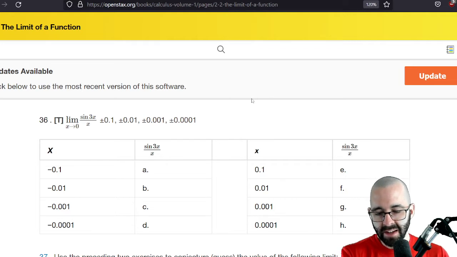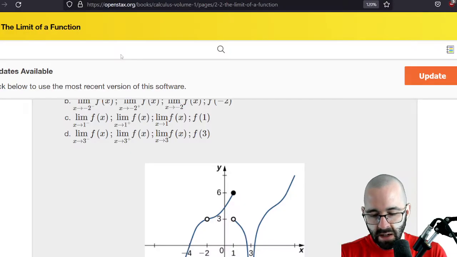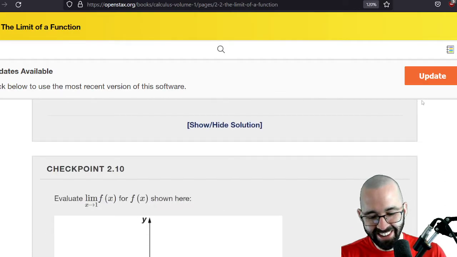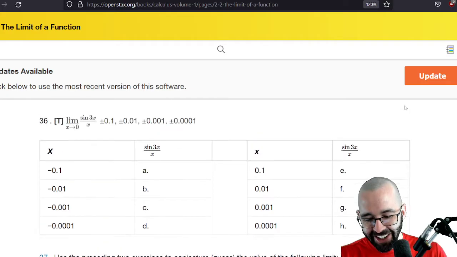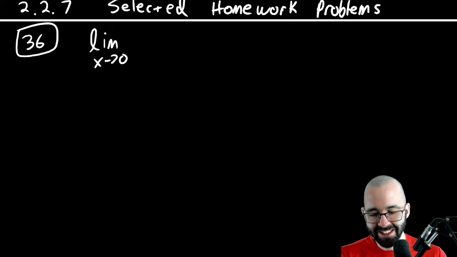We look at 38, rounding to 8 digits, 36. We're looking at the limit as x approaches 0 of the sine of 3x over x, and we need it rounded to 8 decimal places.